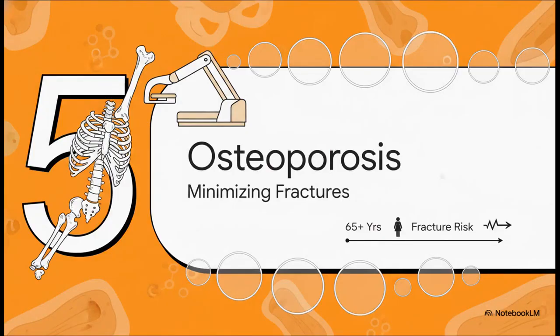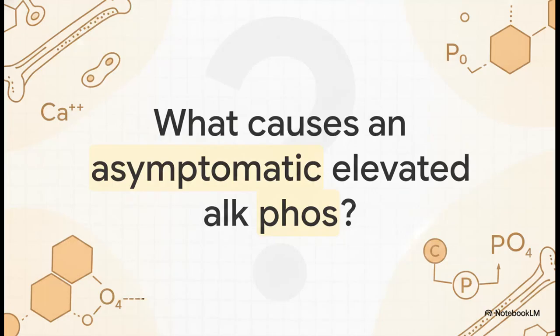Section 5. Osteoporosis and bone protection, focusing on minimizing fractures. Let's say you're looking at routine labs for an older adult, and you notice an isolated, completely asymptomatic, elevated alkaline phosphatase, but their calcium and phosphorus are totally normal. That points to a very specific etiology. But before you jump to treatment, you always need to evaluate baseline calcium, renal and hepatic markers, a CBC, and vitamin D levels, just to rule out any secondary causes.